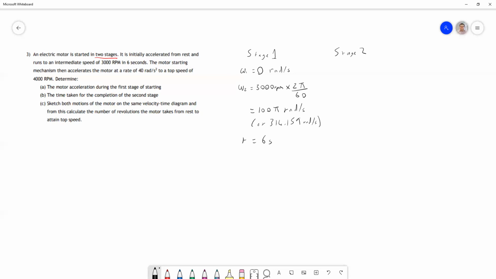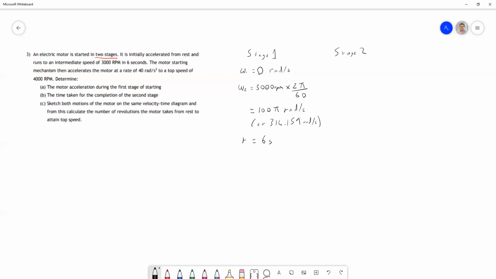So before we write down anything else, we have enough information here to start doing some calculations. We have 3 pieces of information about motion, so we can do some calculations with it using our equations of angular motion. But let's finish gathering information from the question before we start solving any problems. We're told the motor starting mechanism then accelerates the motor at a rate of 40 radians per second squared to a top speed of 4000 RPM.